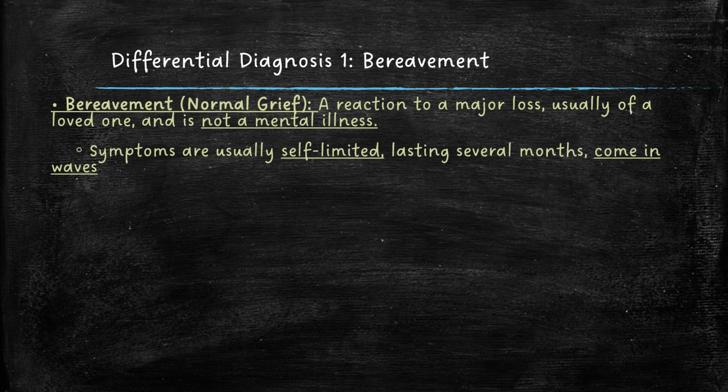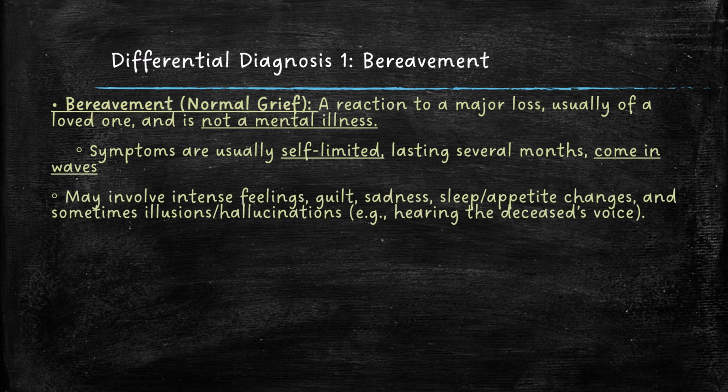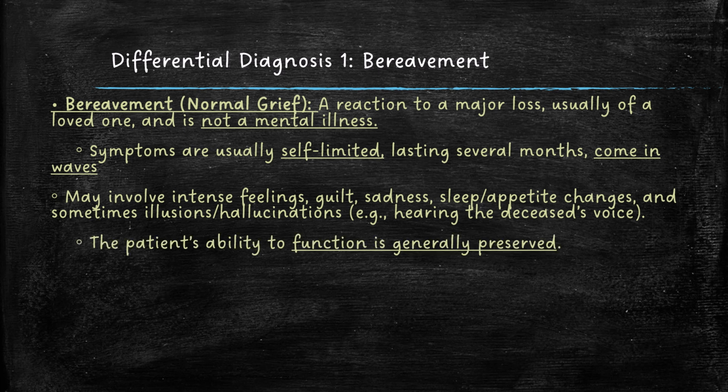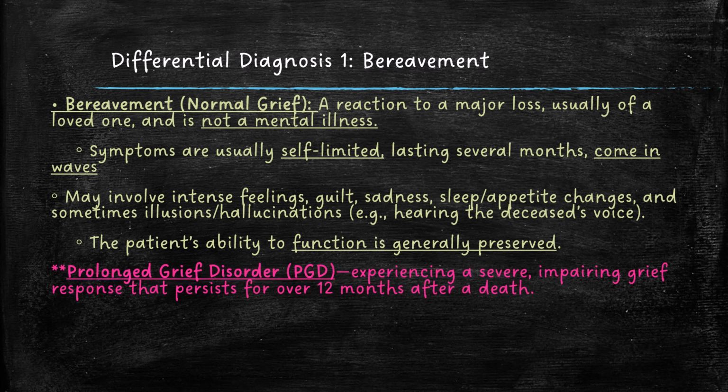Symptoms are usually self-limited, they last several months, and the symptoms will come in waves. They're not persistent. They may involve intense feelings, guilt, sadness, sleep and appetite changes, and sometimes they'll have illusions, hallucinations of hearing or seeing the loved one, and that's totally normal. It's important to note that the patient's ability to function is generally preserved, because if it's not, it might be something else. So prolonged grief disorder is experiencing severe impairing grief. It's impairing them. And it persists for over 12 months after the death of the loved one.